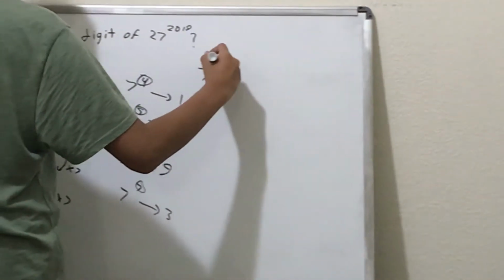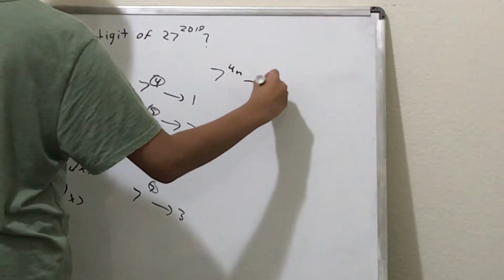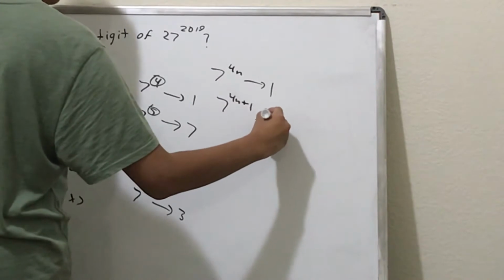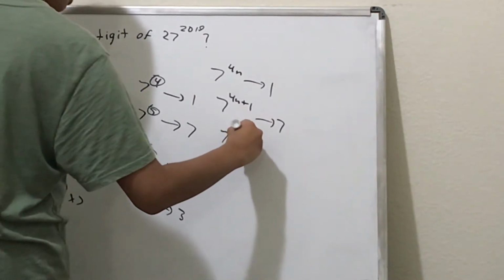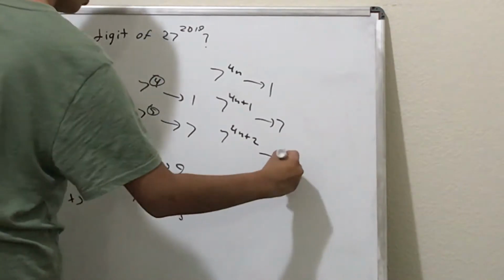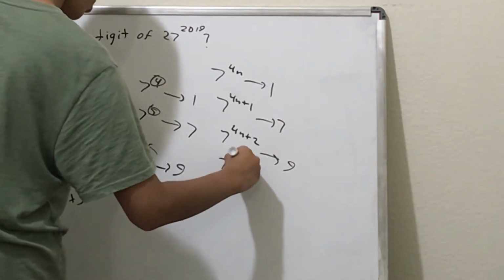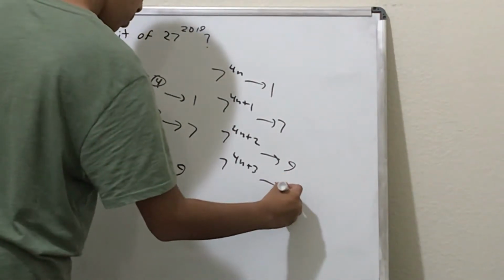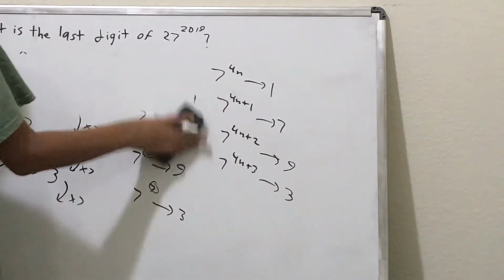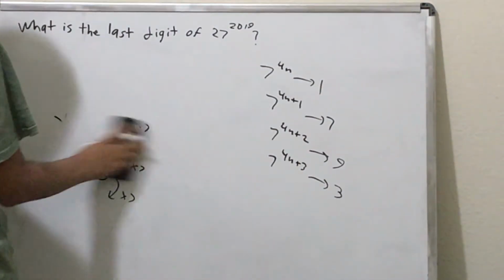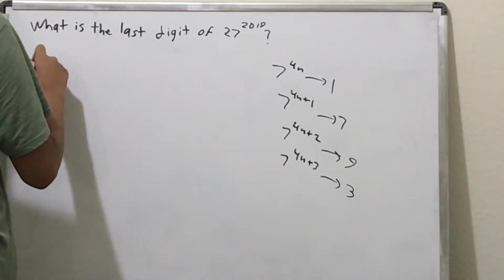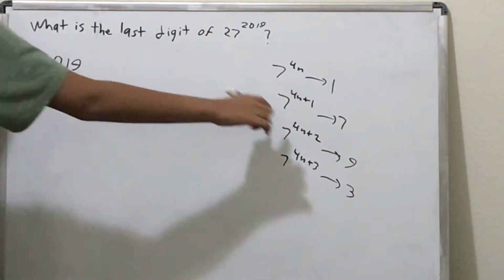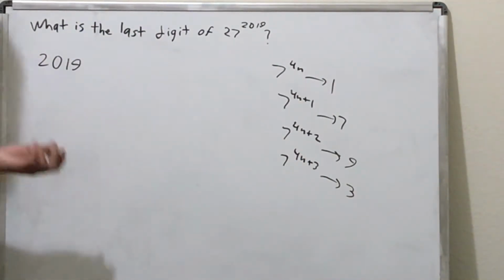So we could say that 7 to the 4n corresponds with 1 as the last digit. 7 to the 4n plus 1 corresponds with 7. 7 to the 4n plus 2 corresponds with 9. And 7 to the 4n plus 3 corresponds with 3. Okay, so now we have these rules. So how do we know which one is 2019? Is it a multiple of 4, 4n plus 1, 4n plus 2, or what?